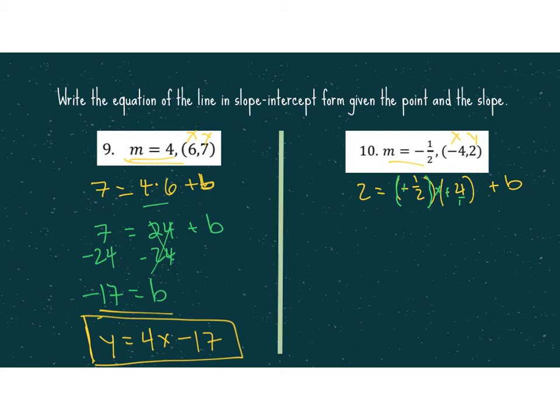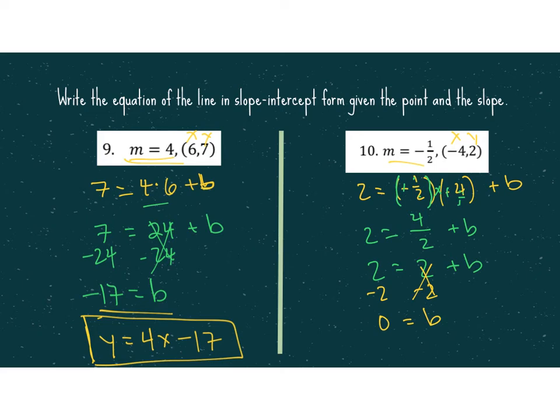Then I'm going to treat this as a 4 over 1. If I multiply these two fractions together, I have 1 times 4 on the top, which is 4, and 2 times 1 on the bottom, which is 2. 4 divided by 2 is simply 2. Okay, then subtract the 2, and I end up with 0 equaling b.